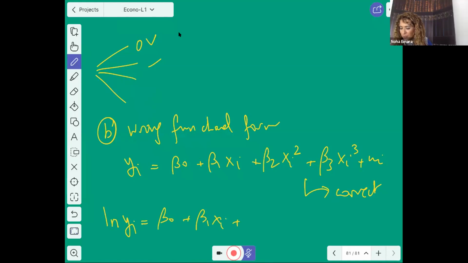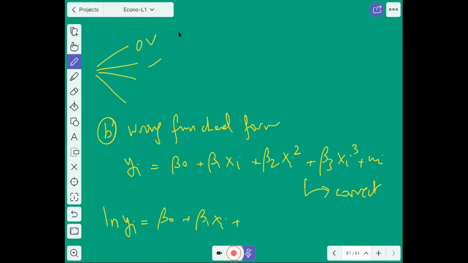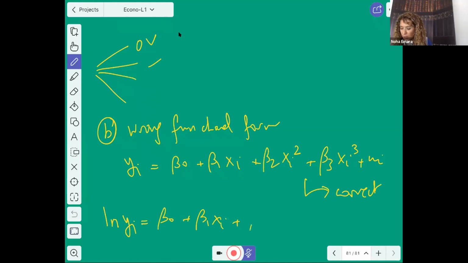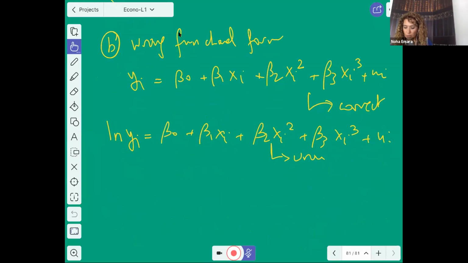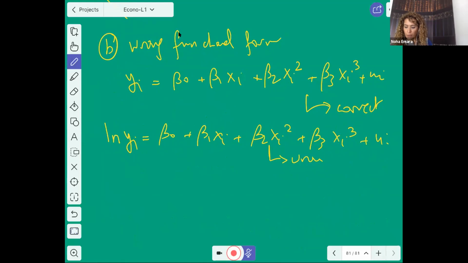I've just finished that. Okay, so log yi equals beta naught plus beta 1 xi plus beta 2 xi squared plus beta 3 xi cubed plus ui. Suppose that this is the wrong model. So your model is supposed to be linear in y, but you decided to have it in log. This is the wrong form. So of course, every coefficient that you get would be biased, because you have implemented the wrong functional form.